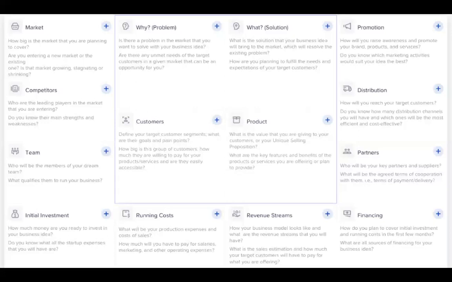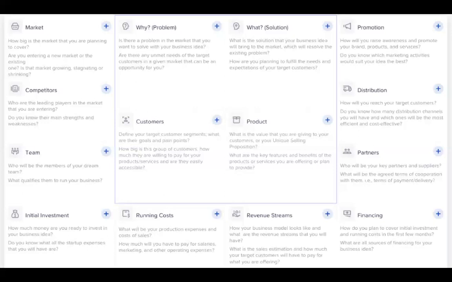Then you come to promotion. How will you raise awareness and promote your product? You need to understand this is the marketing part of it. How will you promote it? It is not enough to have a wonderful business idea; how will it be promoted to people? How are you going to distribute? Distribution could actually empower you. In promotion you are hoping to gain market share and mind share of your customers. You want to remain top of mind.